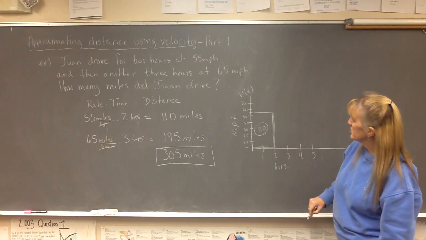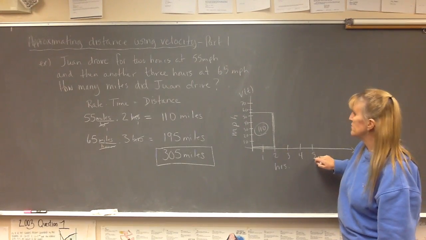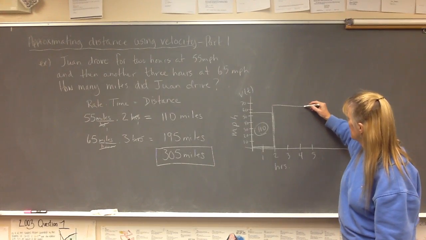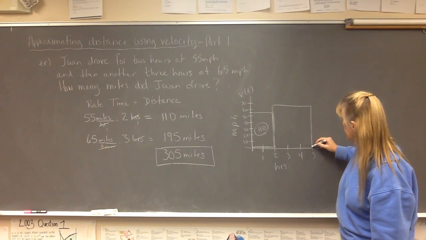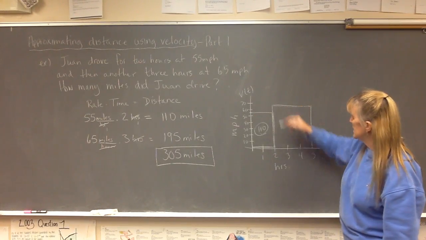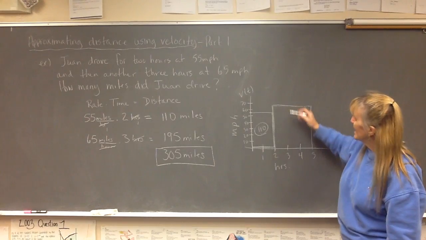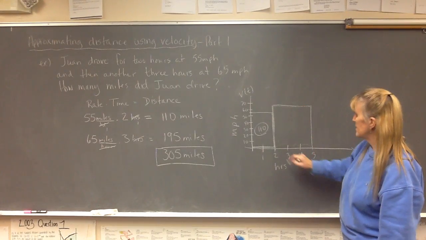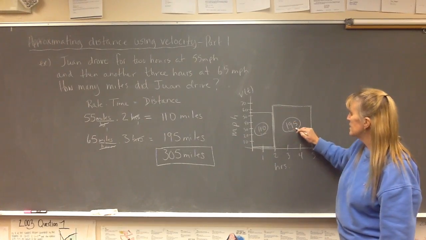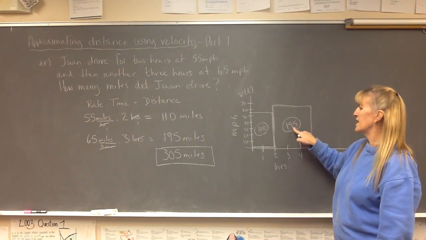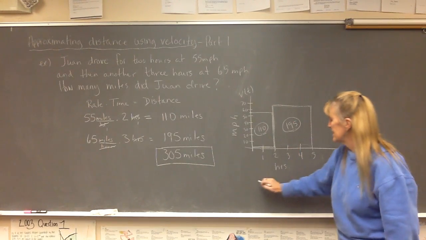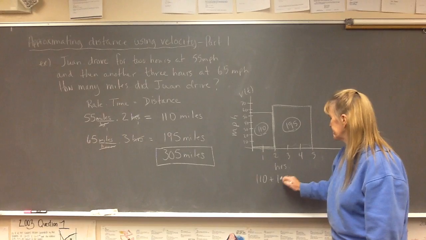And then for the next 3 hours, so between the hours of 2 and 5 here, we're looking at 65 miles an hour. So the speed has definitely increased. And you take 65, which is the height of this rectangle, and the base of the rectangle, which is a 3, so 3 times 65 is going to give me 195 miles here. We add 110 with 195, and that gives us 305. And this gives me the total distance that was covered.